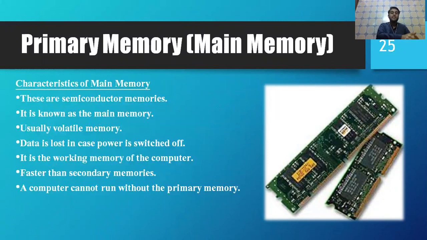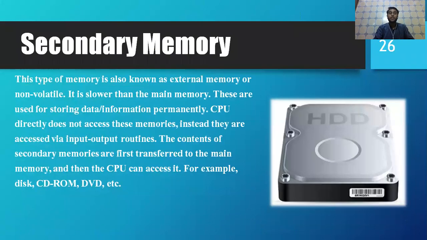Characteristics of the main memory. These are semiconductor memories. It is known as the main memory. It is usually volatile memory; data is lost in case power is switched off. It is the working memory of the computer, faster than secondary memory. A computer cannot run without the primary memory.